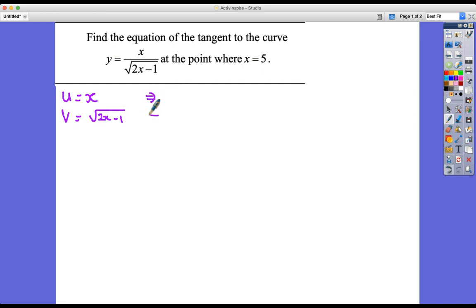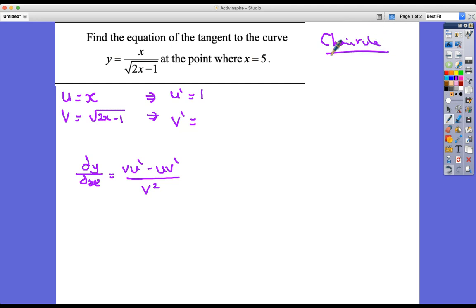Okay, so when I'm using the quotient rule, I'm going to be doing eventually dy by dx equals vu dash minus uv dash over v squared. So I only need to go and find those things. I need to differentiate u first, which is 1. I need to differentiate v. That's not straightforward because it's a function within a function. So at the side, I'm going to do a quick chain rule to work that out.